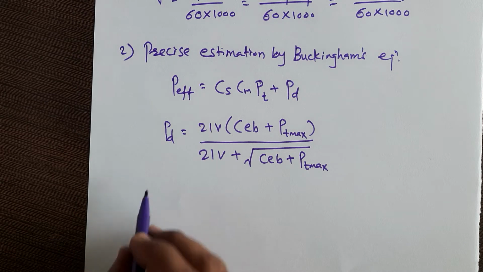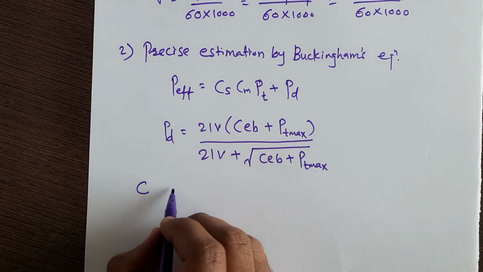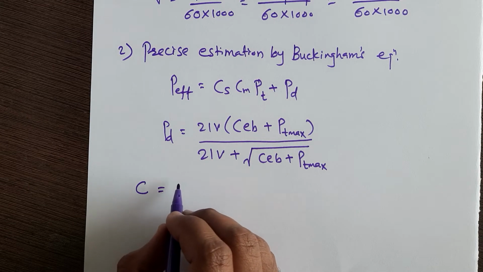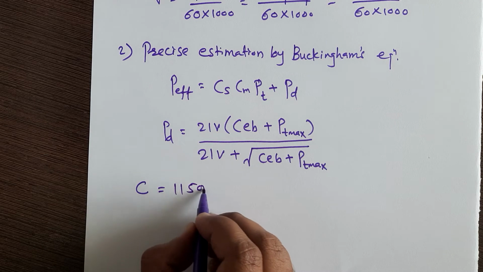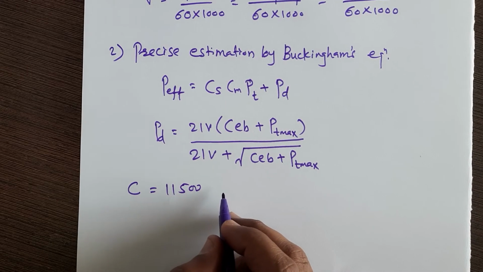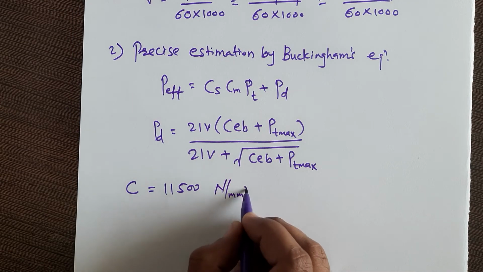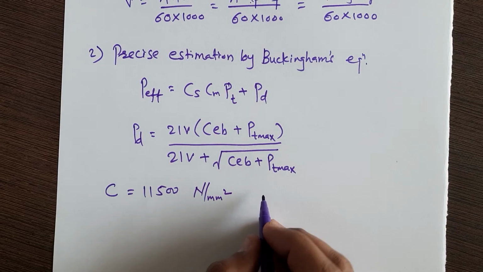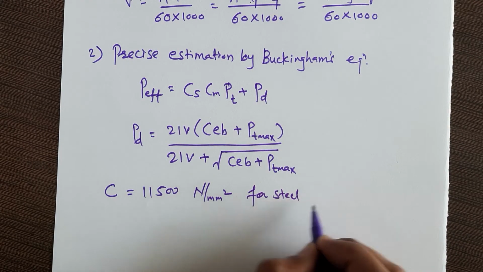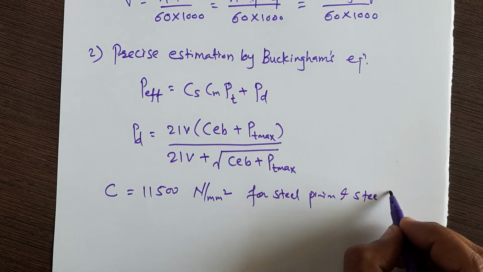Now here C is nothing but the deformation factor or dynamic factor. Okay, so C is given by, C is equal to 11,500, or sometimes in some books it is written as 11,400 also, 11,500 Newton per mm square for steel pinion and steel gear.